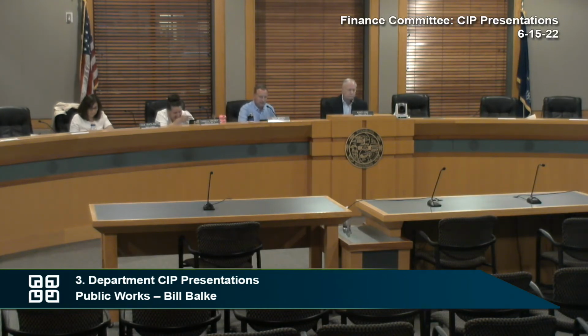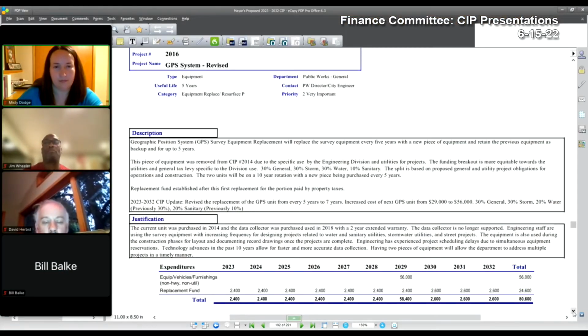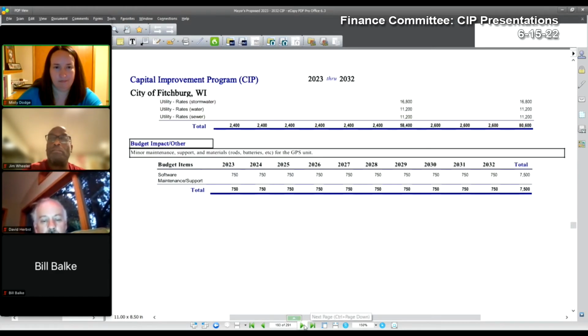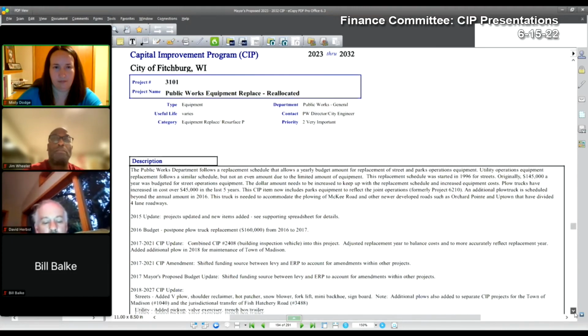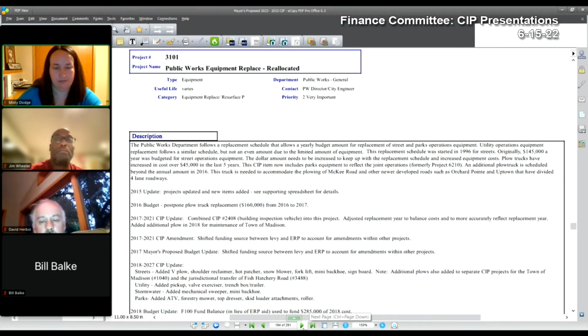All right, 2016, the GPS system. The revisions to this project include the replacement term was changed from 5 to 7 years, and the funding was split between the utilities. That funding has been updated. 3101, Public Works Equipment Replacement, reallocated. This is the replacement fund for non-plow trucks and equipment. This project originally included equipment for utilities, parks, and streets departments. The project was revised to split the equipment into those respective divisions and updated the prices to reflect current costs.